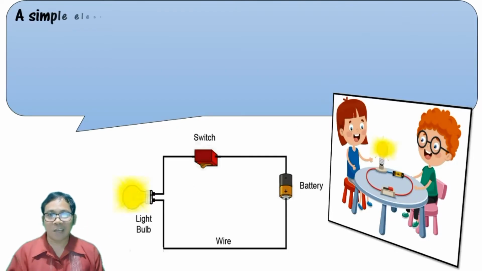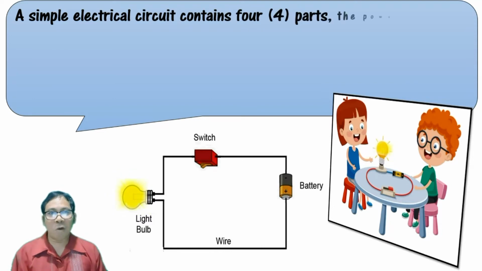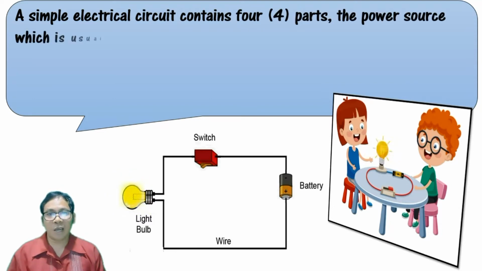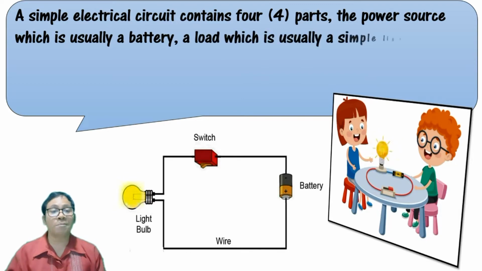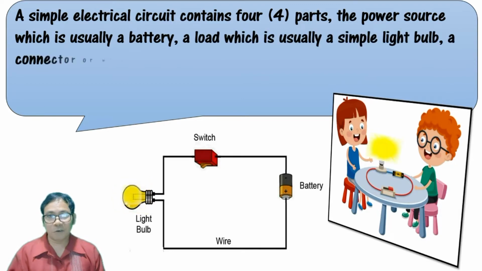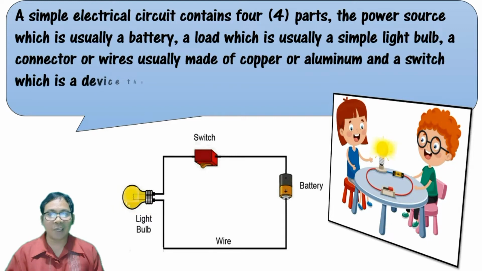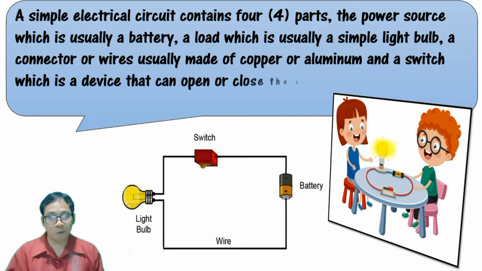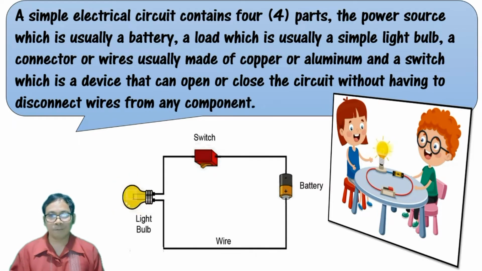A simple electrical circuit contains 4 parts: the power source, which is usually a battery; a load, which is usually a simple light bulb; a connector or wires, usually made of copper or aluminum; and a switch, which is a device that can open or close the circuit without having to disconnect wires from any component.